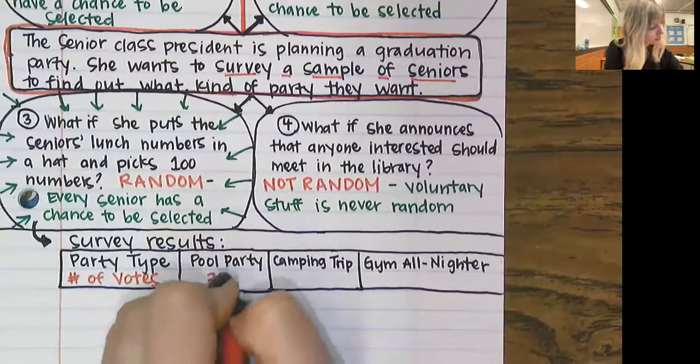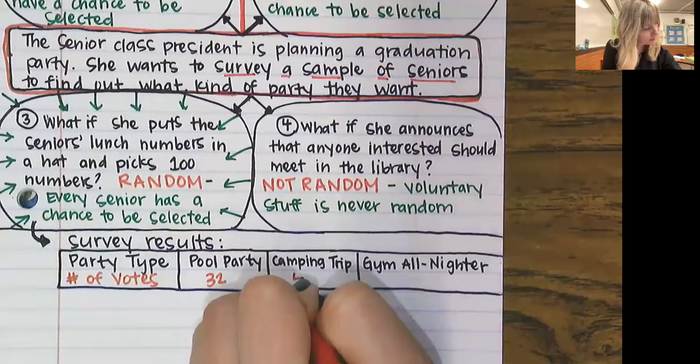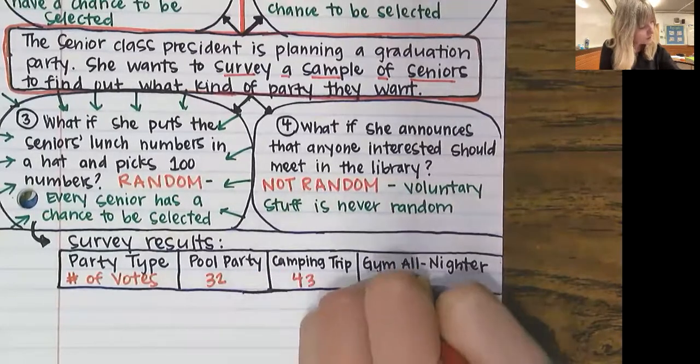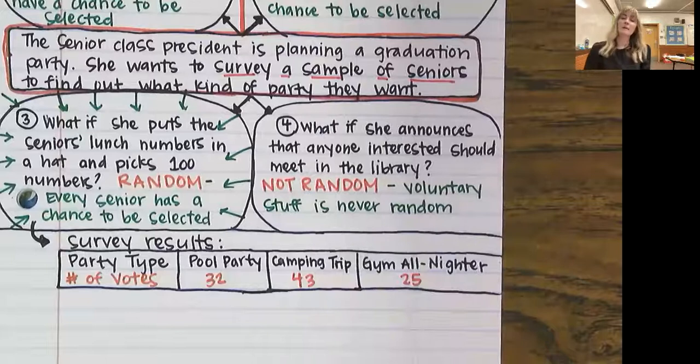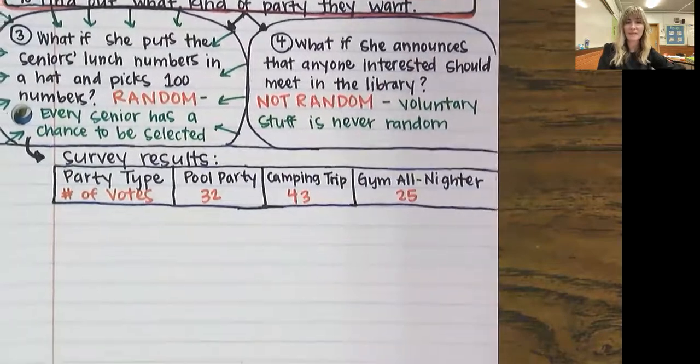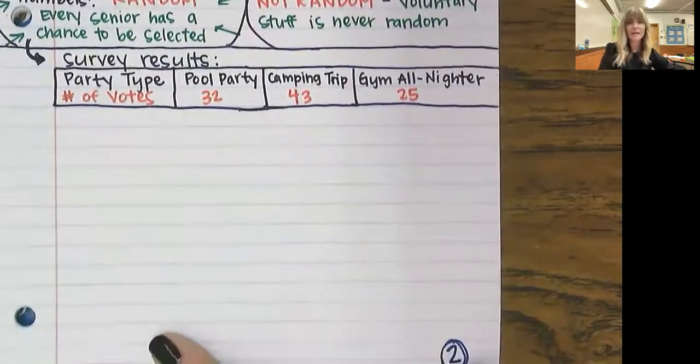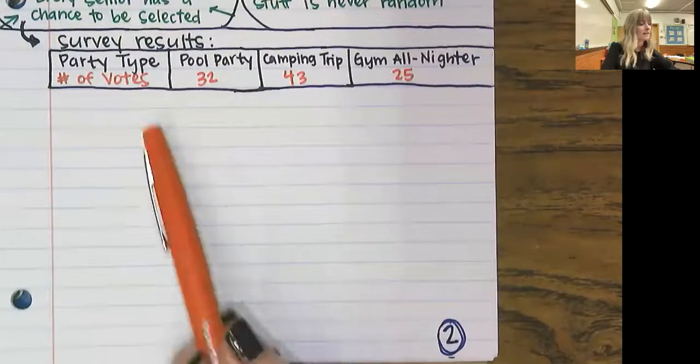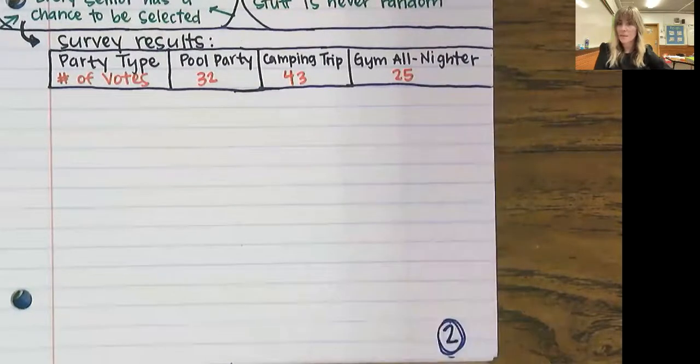32 of those seniors wanted a pool party. 43 of them wanted a camping trip, and 25 of them wanted an all-nighter in the gym. Now, camping trip wins, so maybe that's what the senior class president would go with. But I'm actually going to ask you a series of questions about this. What we now have here is we have some sample data. We did a survey, and we now have some data.